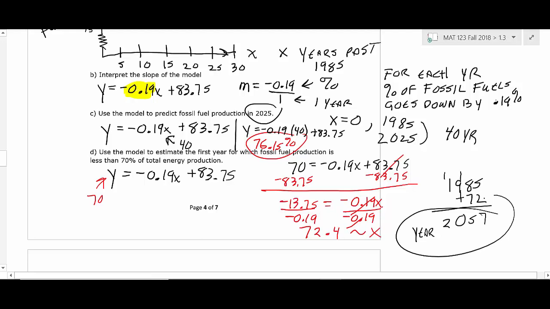2057. Okay. Now, is that realistic? Probably not. It's just sort of an example because things will change on this. I mean, you don't know what's going to happen with inventions. My hope would be by 2057 we have nuclear fusion and the world will be normal again.